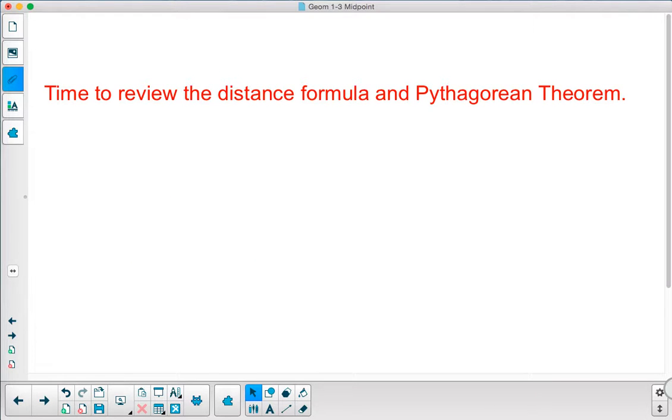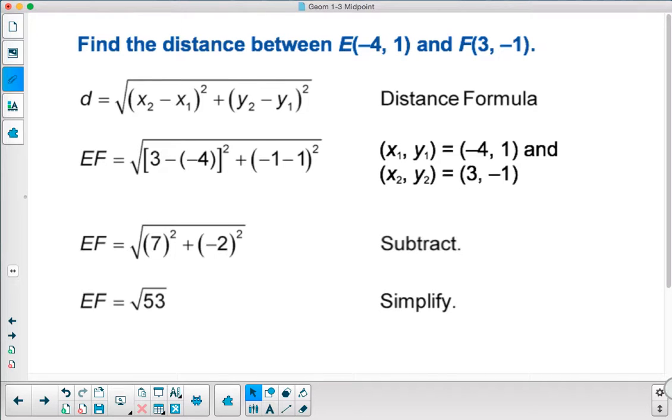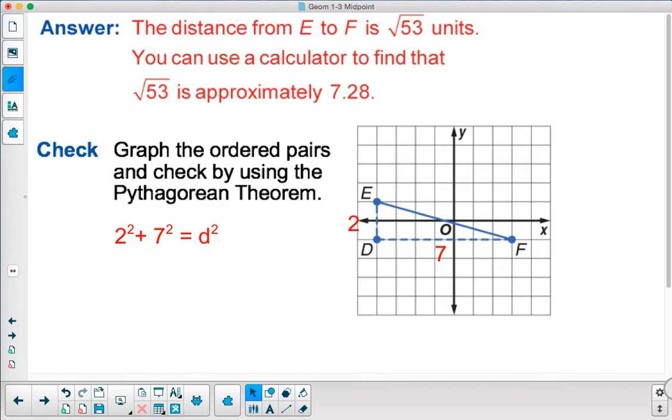Okay, so if you have some time here now, let's review what we did yesterday, practice a little bit more distance formula and Pythagorean theorem. Find the distance between these 2 points, pause it, work the problem, I'll give you the answer. The answer is square root of 53, does not simplify. And if you wanted a decimal, 7.28 gives you an idea of what it is.